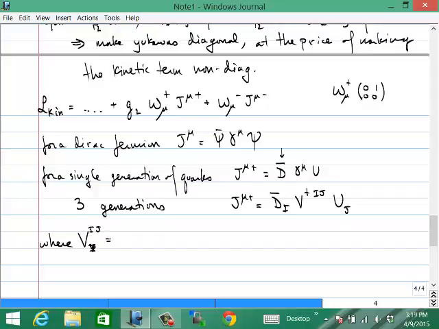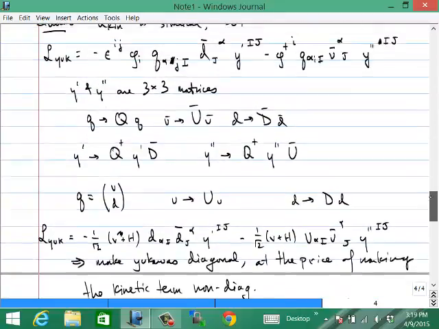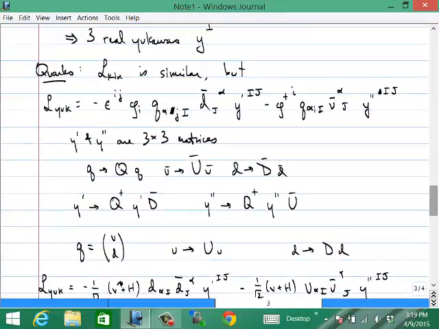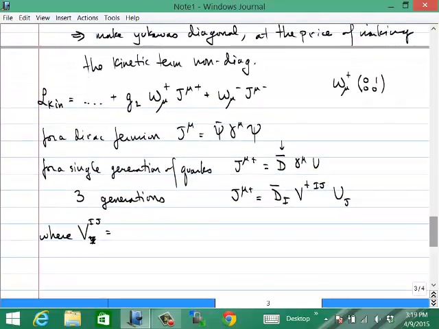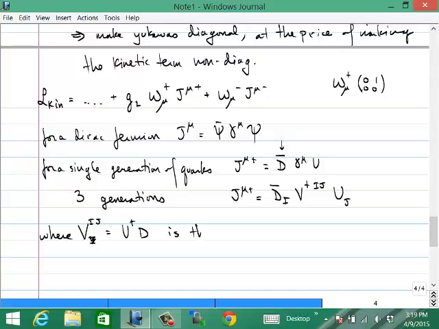So if you wanted to write it out explicitly, in terms of these matrices that we wrote down above, what I've done is I've multiplied the U's by some 3x3 matrix capital U, the V's by some 3x3 matrix capital V, and so this is going to be U dagger times D. Okay. And this is known as the CKM matrix.